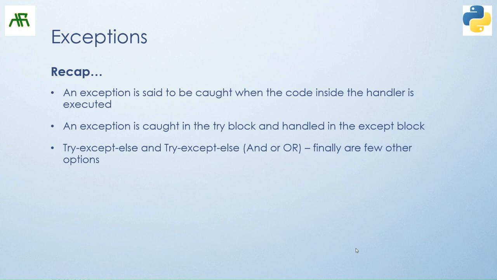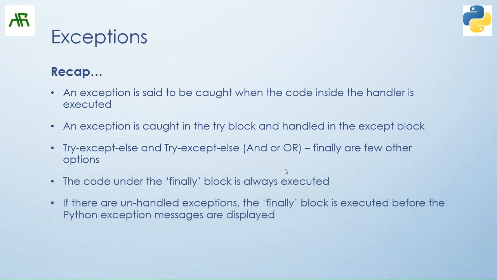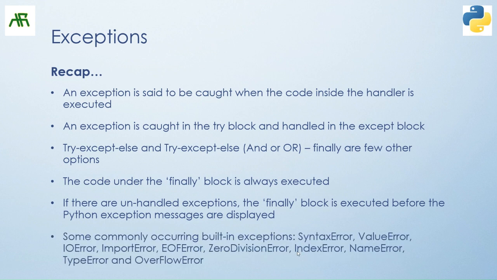Try except, try except else, and finally are a few other options. The code under the finally block is always executed. If there are unhandled exceptions, the finally block is executed before the Python exception message is displayed. Some commonly occurring inbuilt exceptions: syntax error, value error, IO error, import error, end of file error, zero division error, index error, name error, type error, and overflow error.